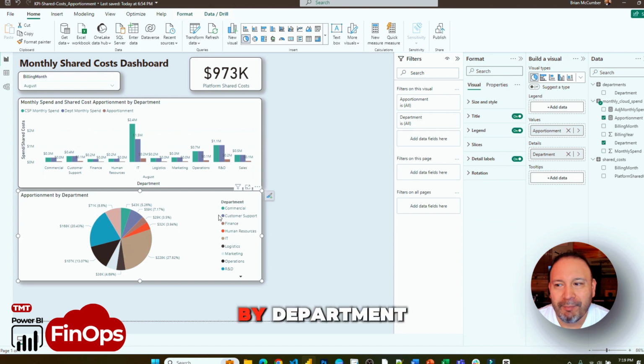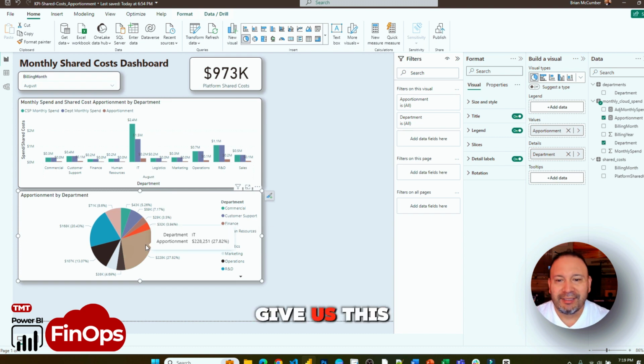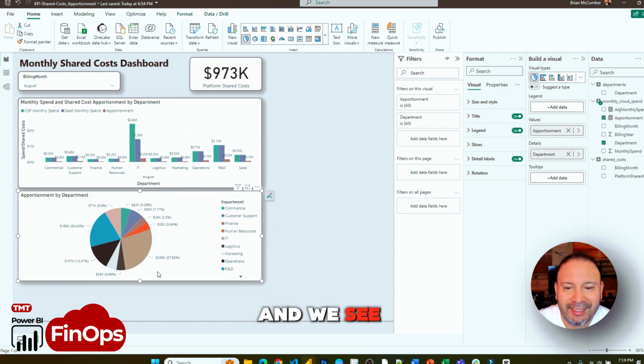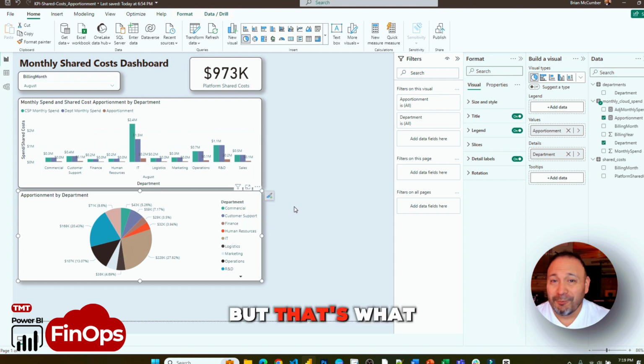If we look at the bottom, this bottom chart is pretty straightforward. It's apportionment by department. Basically, we just pull in that apportionment measure field, and then we drag in the department in the details, and that'll give us this pie chart that we see here. And we see the different spend amounts and percentages that we have here. But that's how you create it and pull it together.